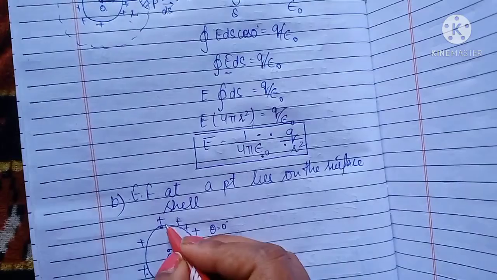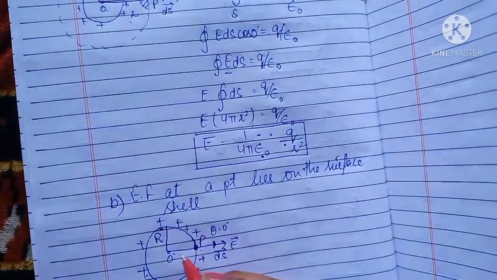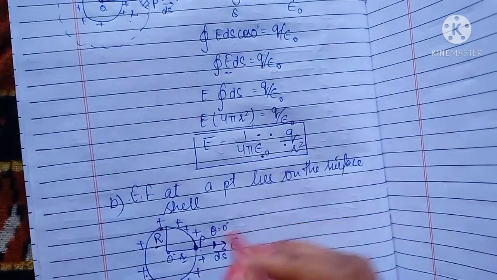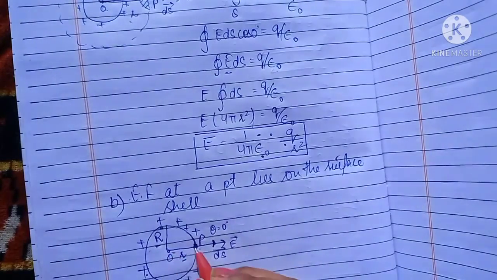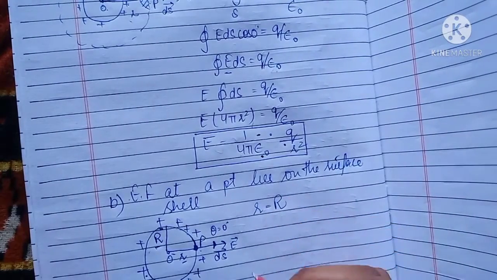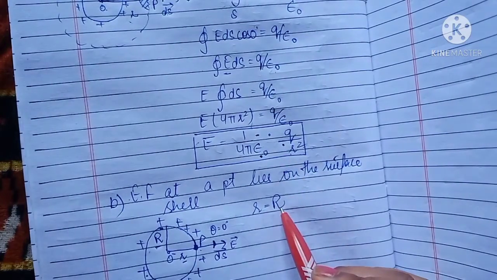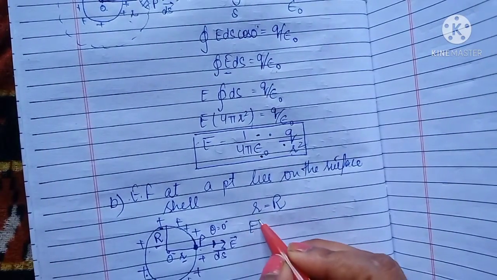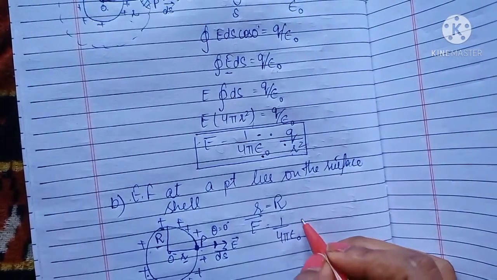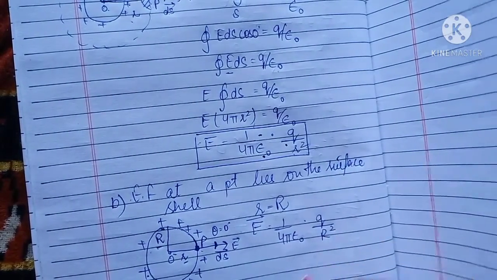Now if this is the radius of the sphere, that is your capital R. If the point P lies on the sphere, then our small r will become exactly equal to the capital R, because they have the same distance. This r is also the radius, no? So that's why small r is equal to capital R in this case. So all the equations will remain the same, only the small r is replaced by capital R. So what is the electric field in this case? That is equal to 1 over 4 pi epsilon naught, q over R square, in this way, right?